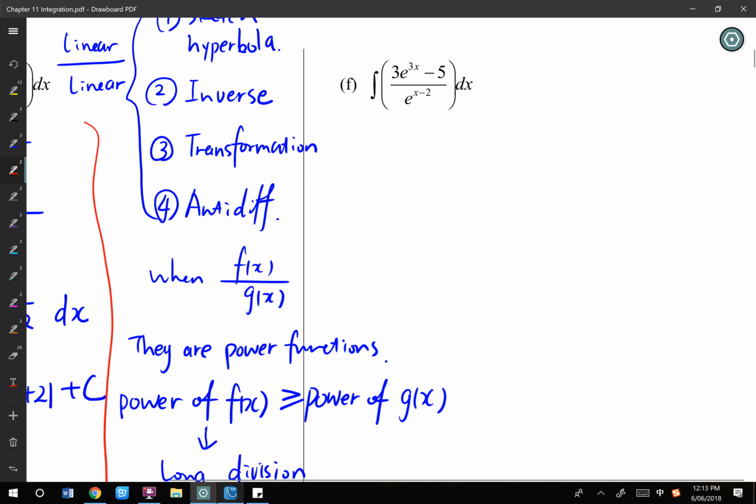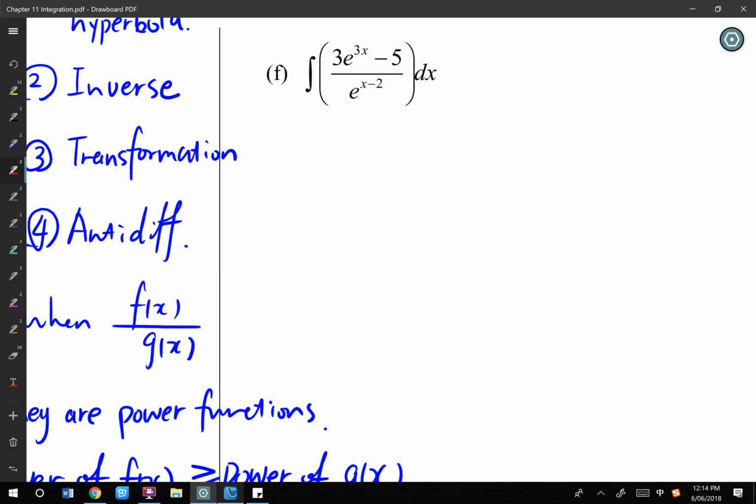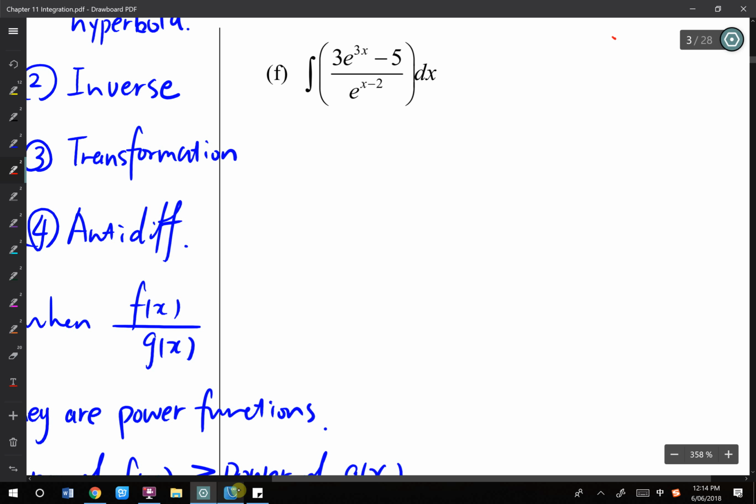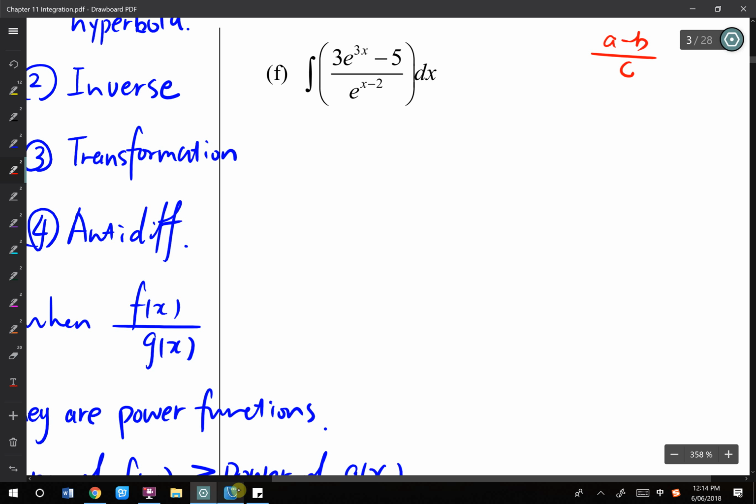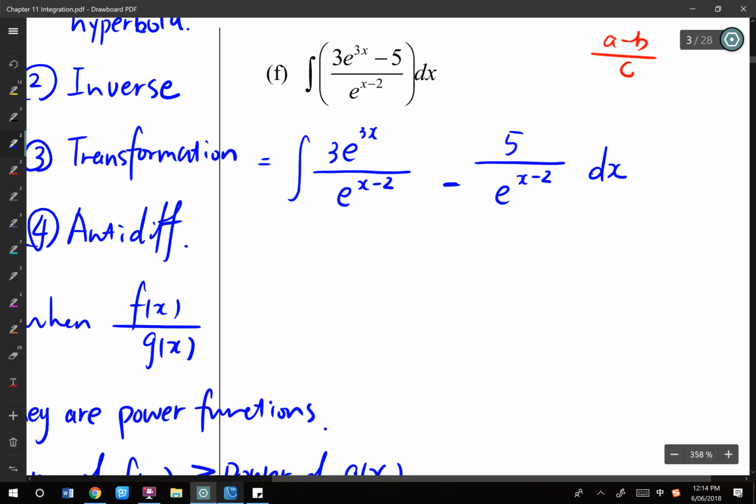Okay, for this one, this is another one. When I see this, I see it is in the form of a minus b divided by c. It's something minus something divided by another thing, or something plus something divided by something, so you have a single term denominator. So what I can do is the same as the above question.